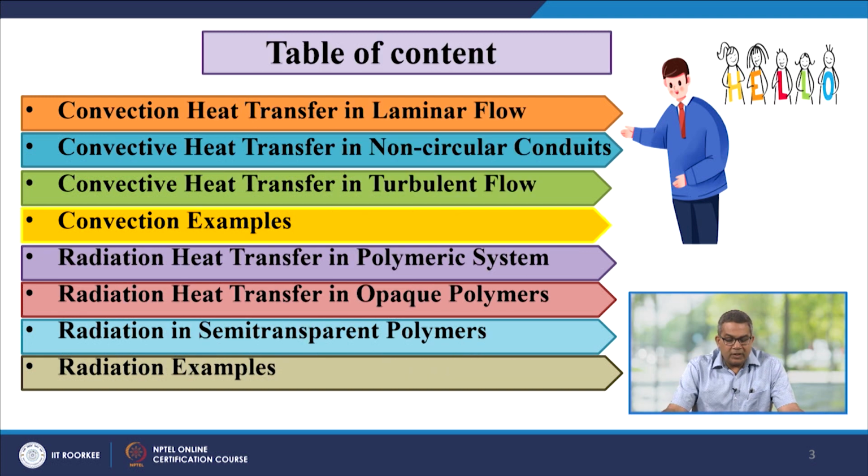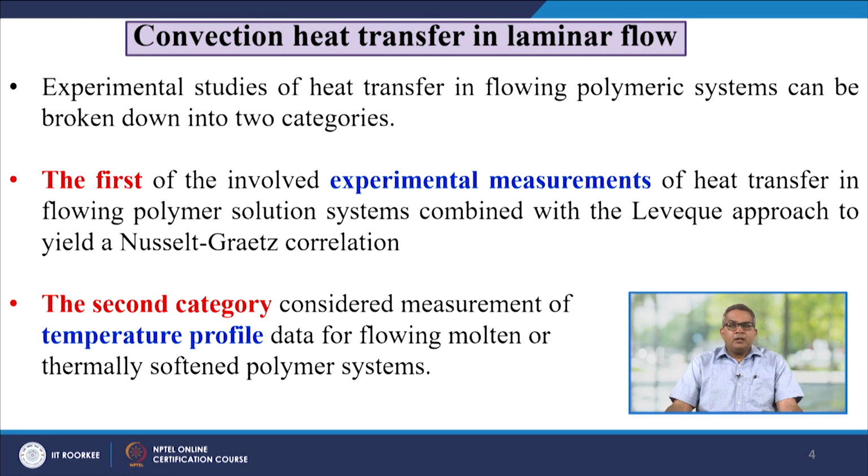In this particular lecture, we are going to discuss in detail convection heat transfer in laminar flow and convection heat transfer in non-circular conduits. We are going to discuss convective heat transfer in turbulent flow with certain examples. Apart from this, we will discuss radiation heat transfer in opaque polymers, radiation in semi-transparent polymers, and some examples pertaining to radiation. Now let us talk about convective heat transfer in laminar flow.